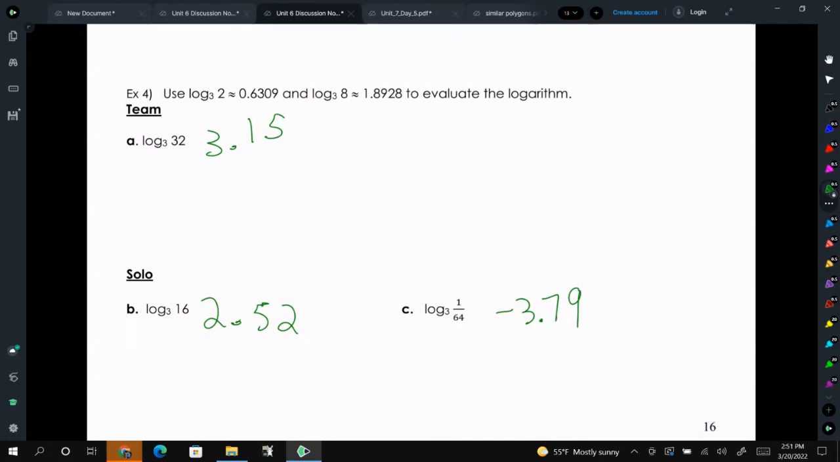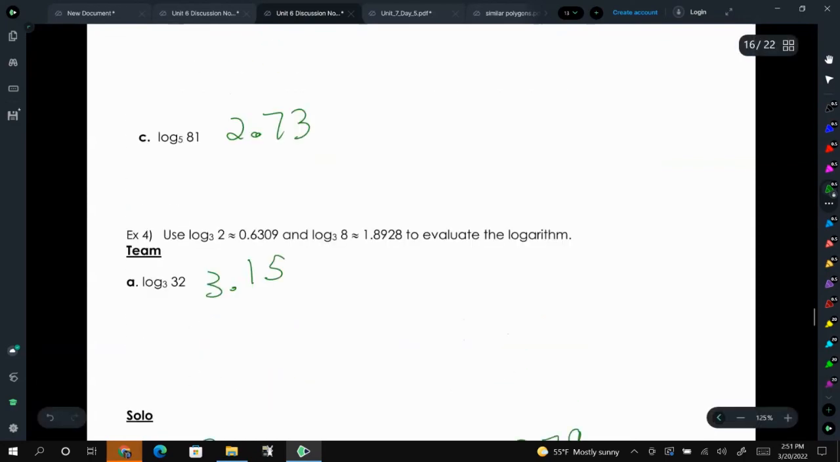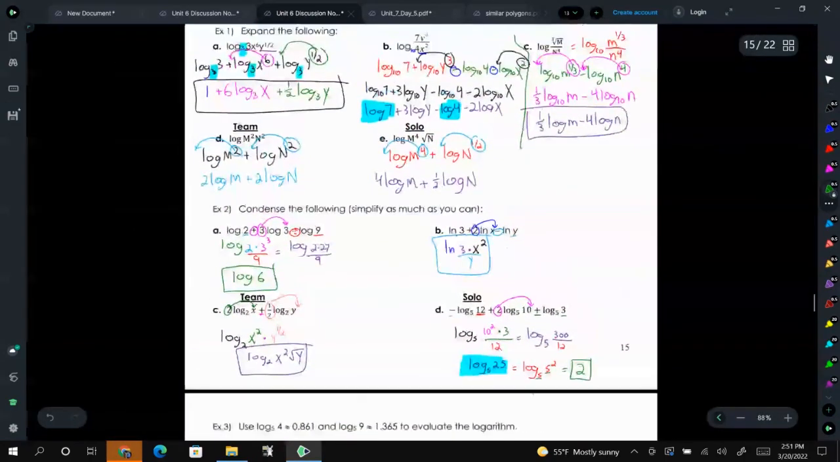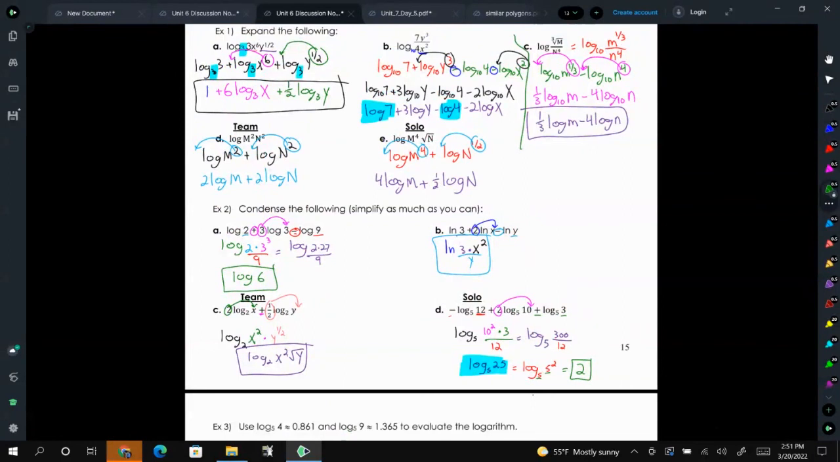Right? So that's it for this lesson. The main idea here is really these properties of logs. So make sure that you really know how to use them.